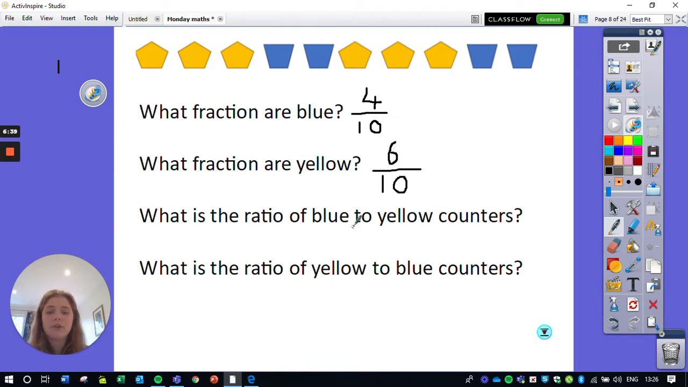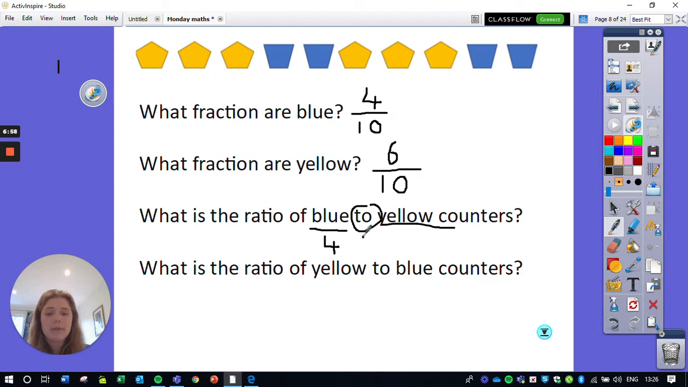Now, we move on to how to write a ratio. When you're writing a ratio, the order is incredibly important. This question says, what is the ratio of blue to yellow? Okay, now when you're reading the ratio, you must make sure you're doing it in that order. When you see blue, underneath blue, you're going to say how many blue shapes there are. So there are 4 blue shapes.